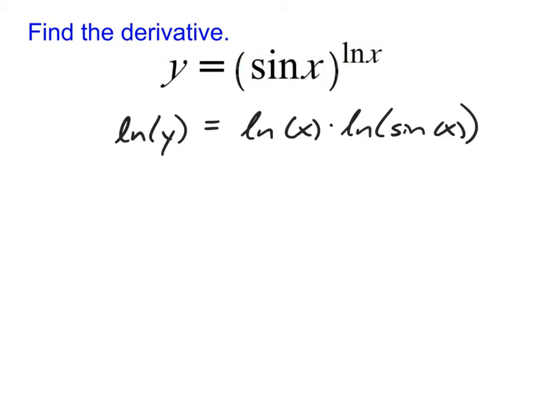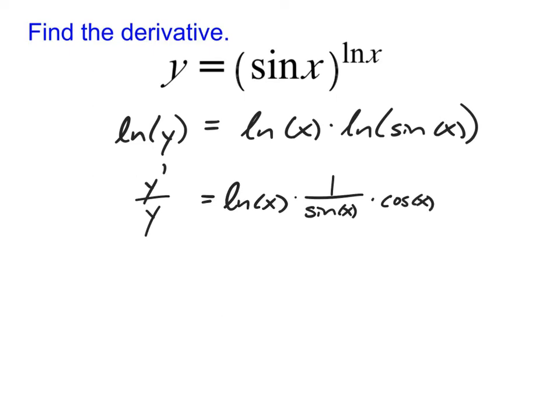All right, so now we've taken the natural log of both sides. Now we can go ahead and find the derivative. And so when we take the derivative, the natural log of y gives us the y prime over y. And then on the right side, when we find the derivative, we have to use the product rule again. So it's going to be original times the derivative, and the derivative of natural log of sine x is going to be 1 over sine x times cosine of x.